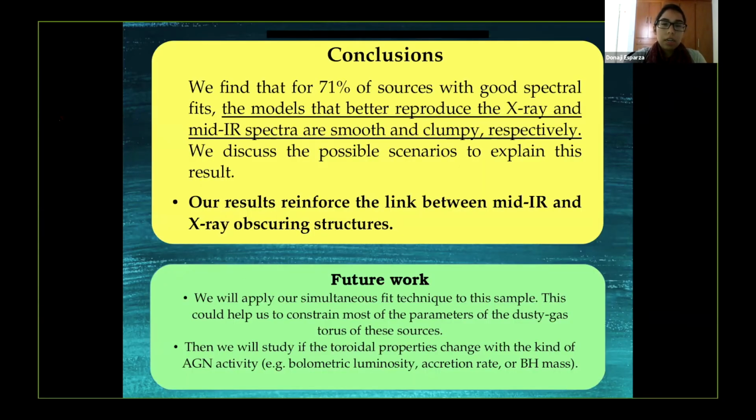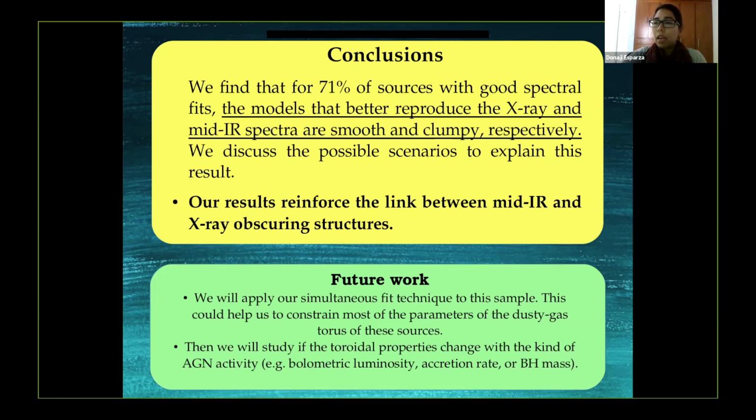Our conclusions are that we find that 71% of sources have a good spectral fit. The models that better reproduce the X-ray and near-infrared spectra are smooth and clumpy respectively. And we discuss the possible scenario to explain this result. Our results reinforce the link between near-infrared and X-ray obscuring structures.